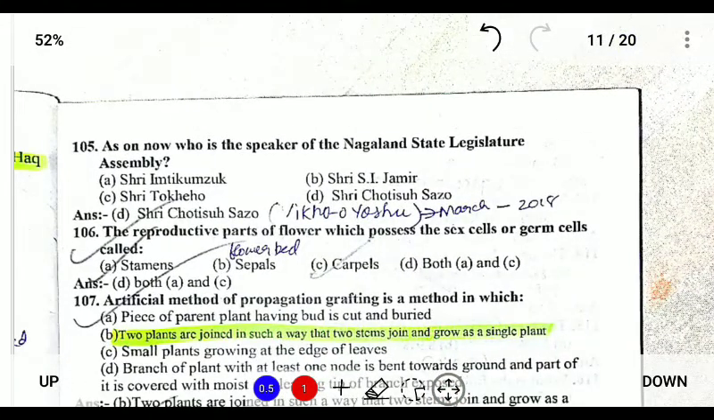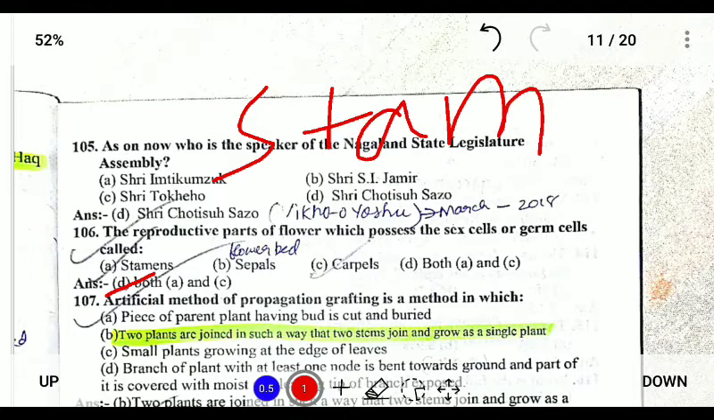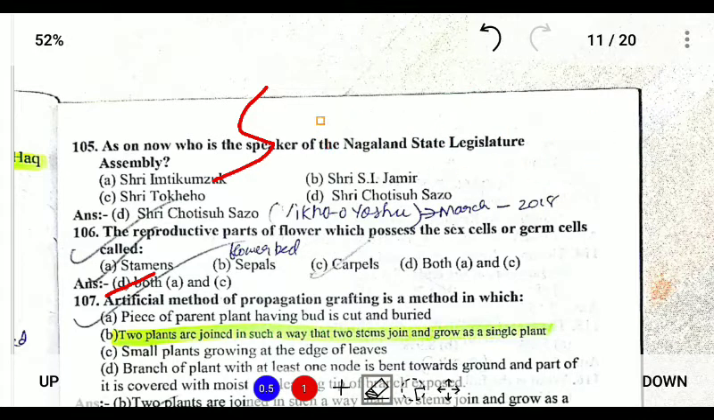who is the speaker of the Nagaland Legislative Assembly? It is Mr. Sharingain Longkumar. Next, the reproductive part of the flower which possesses the sex cells or germ cells is called the stamen and carpels. Stamen is the male sexual part of a plant. If we remember the acronym, stamen has men, meaning the male part, while carpel and sepals are part of the female portion.